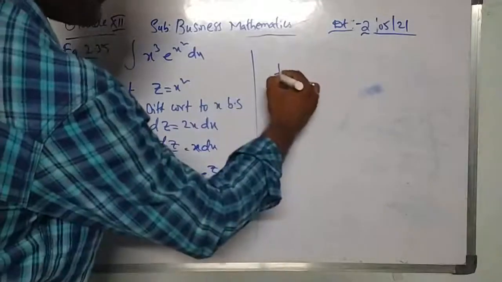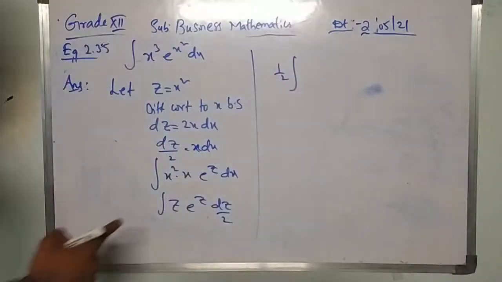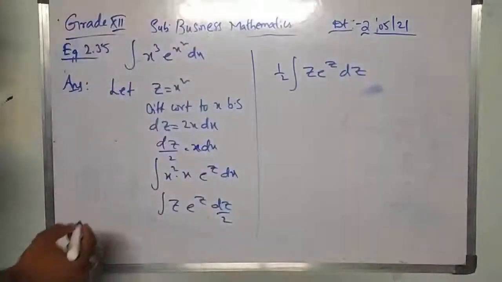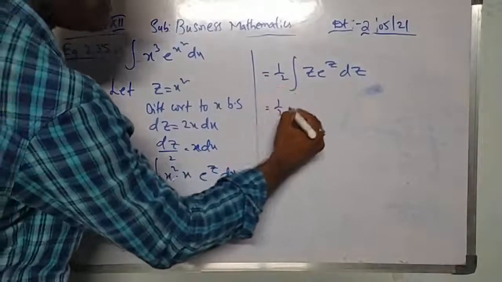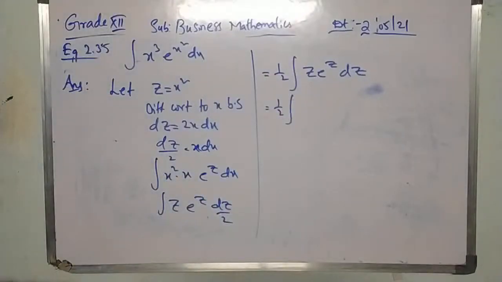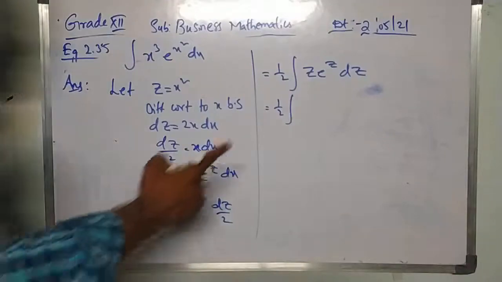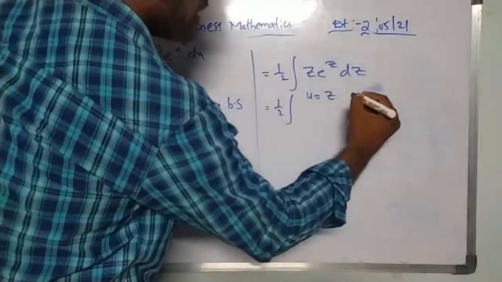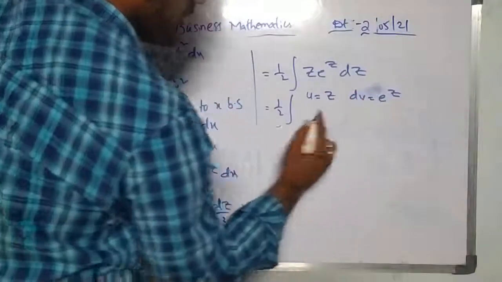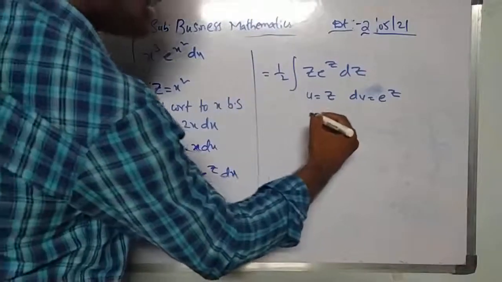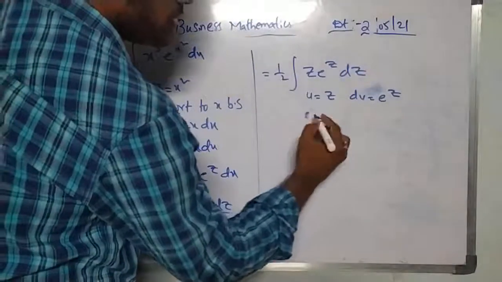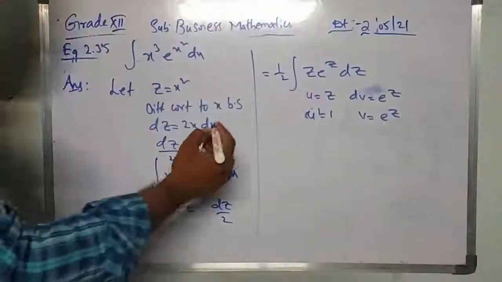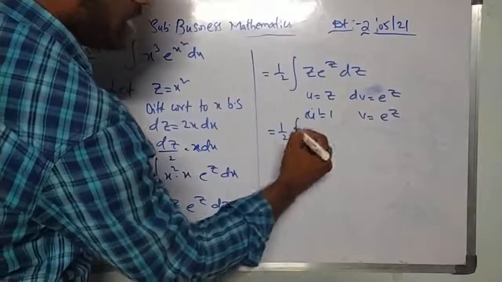So that can be written as 1 by 2 integral z e power z dz is equals to 1 by 2 integral. So z is the algebraic function there. So by applying integration by parts, u is equals to z and dv is equals to e power z dz. So we are applying integration by parts here. So u dash is equals to 1, v integration will be e power z. So 1 by 2 integral z.